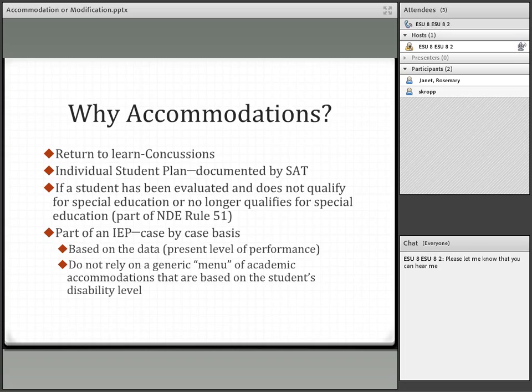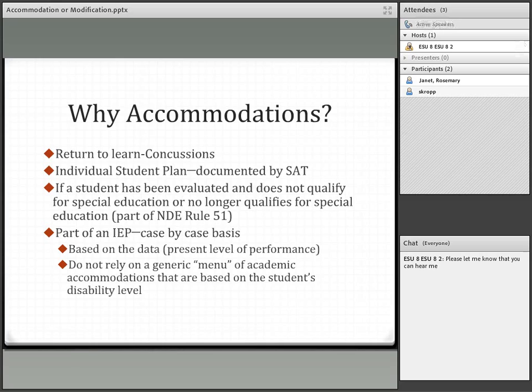If a student has been evaluated and does not qualify for special education or no longer qualifies for special education, so if it's a student who had previously qualified for special education, they're evaluated and the team determines that the student no longer qualifies for special education, that's written into Rule 51, which are the special education guidelines, that if a student is evaluated and doesn't qualify, that student should return to the student assistance team process. And there it might be appropriate to write up some sort of individual student plan where you document some accommodations that would be effective for the student.